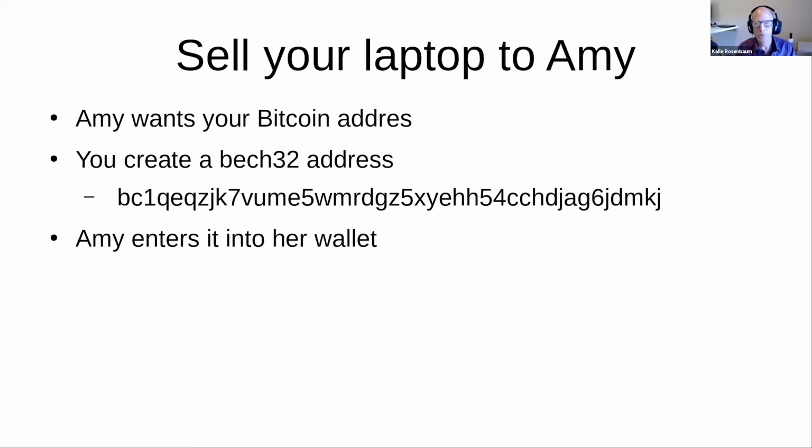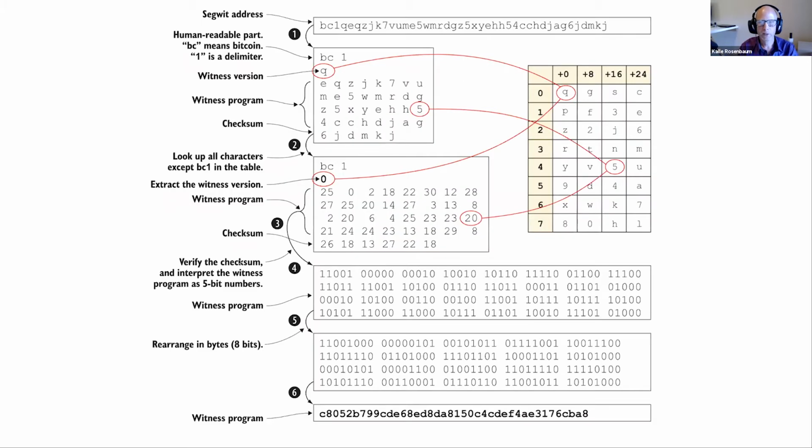Okay, so suppose now that you want to sell your laptop to Amy. Amy then would want your Bitcoin address so that she can pay you. And you create one of these Bech32 addresses like this. So you create this address and Amy enters it into her wallet, or maybe she scans it. Anyway, she enters it into her wallet. And this is what happens now.